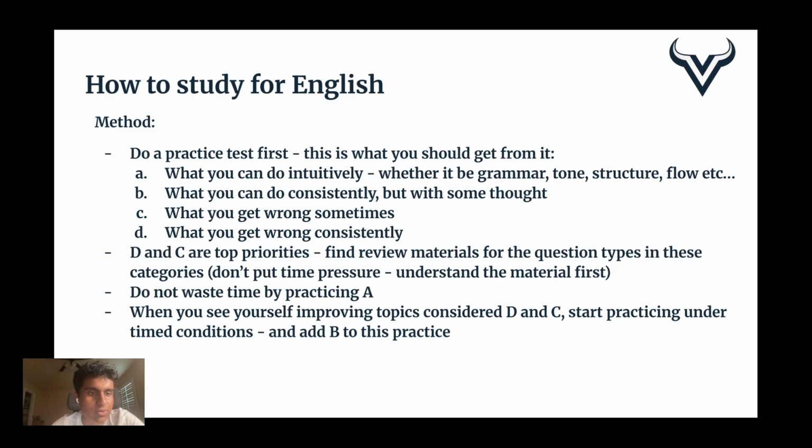So as I said before, D and C are top priorities. So you want to find review materials for the question types in these categories, whether it's from the ACT question bank or the book, wherever you find it. You want to find material specific to that concept, whether it be tone, style, structure, grammar, punctuation, whatever it is. Don't waste time by practicing A, of course. If you're able to do it intuitively, you don't need any practice.